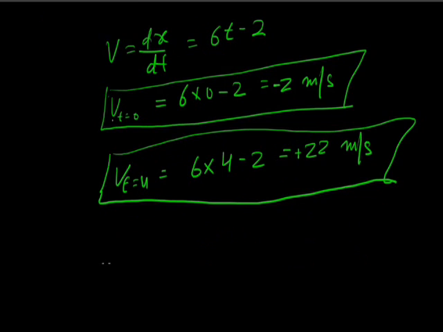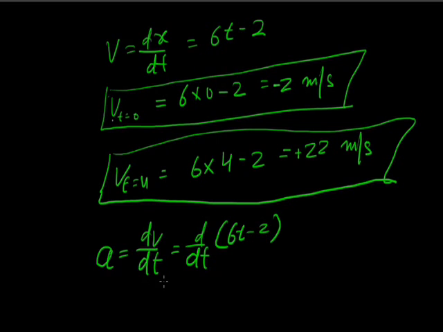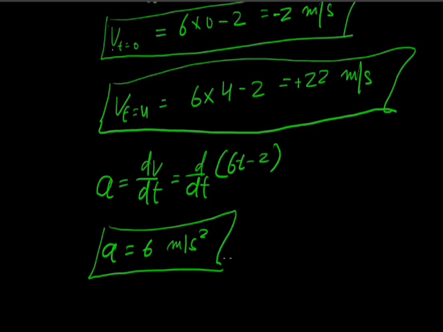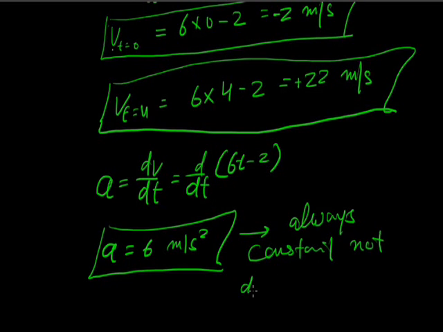We can find the acceleration. Acceleration a is equal to dv by dt, equal to d by dt of 6t minus 2. So acceleration a is equal to 6 meter per second square, and it is always constant, not dependent on time.